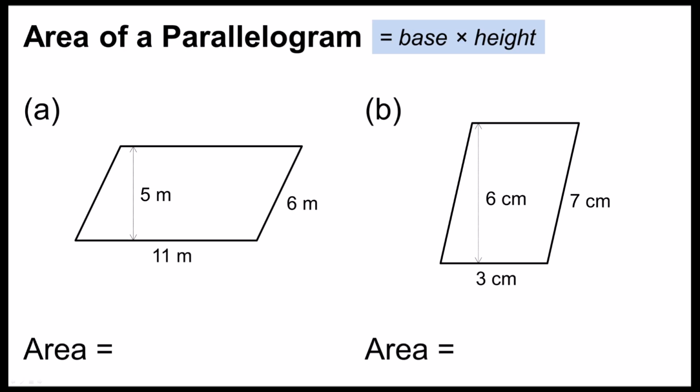Any lengths that are given that are on a diagonal or a slant, you can ignore, so cross them off at the start. Let's have a look at some examples to show us how to do this.